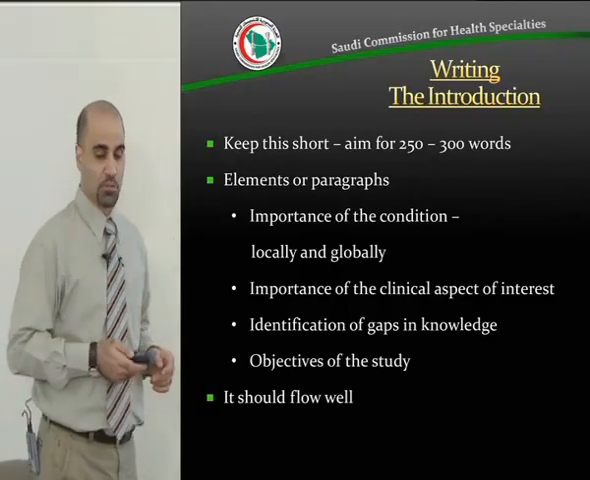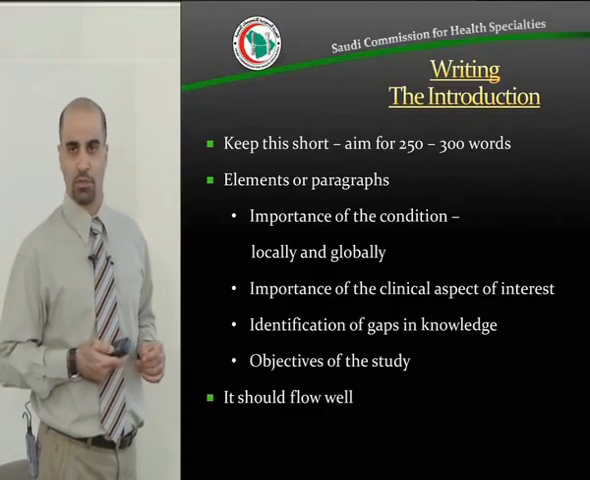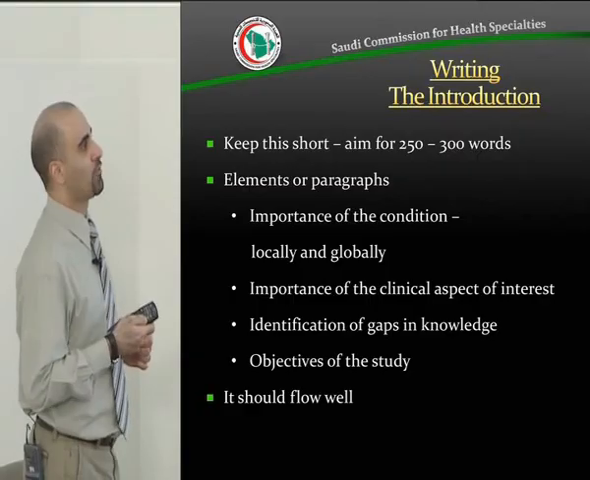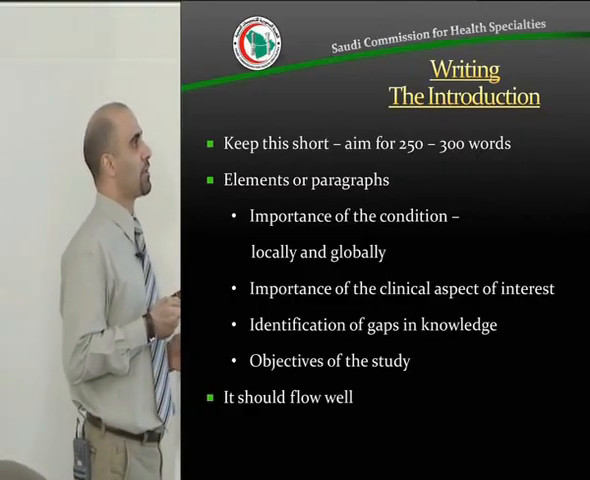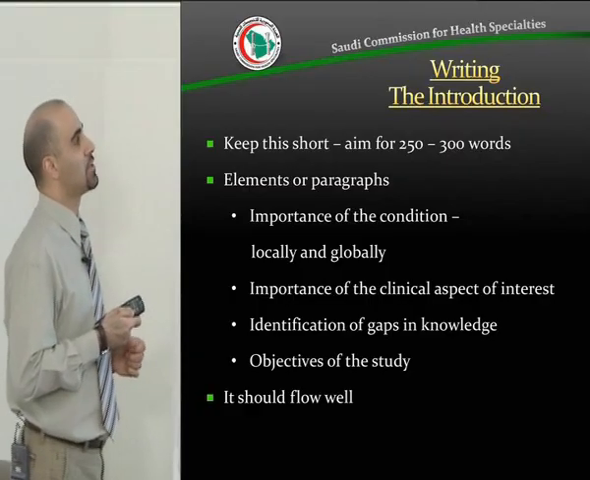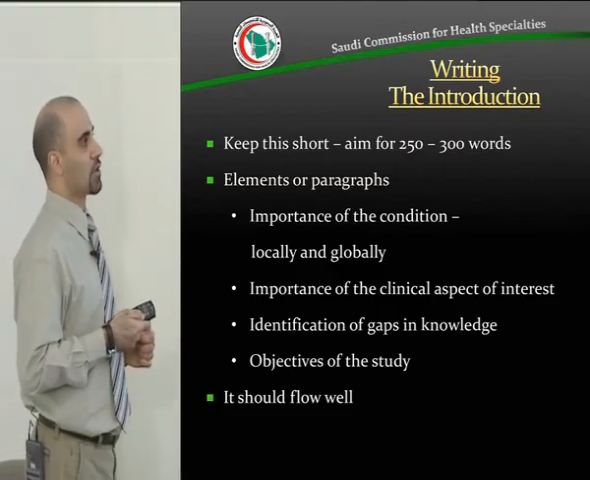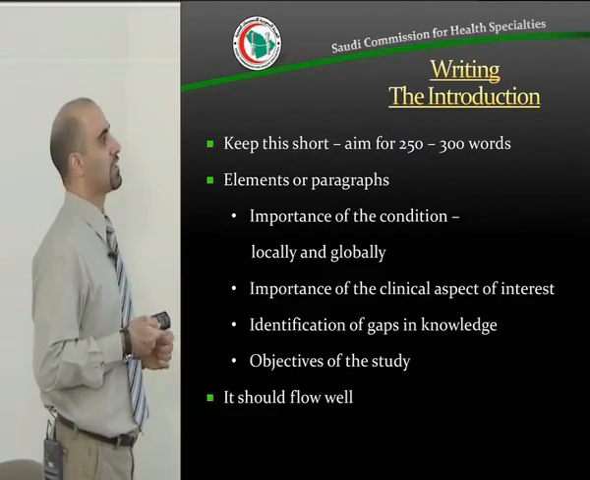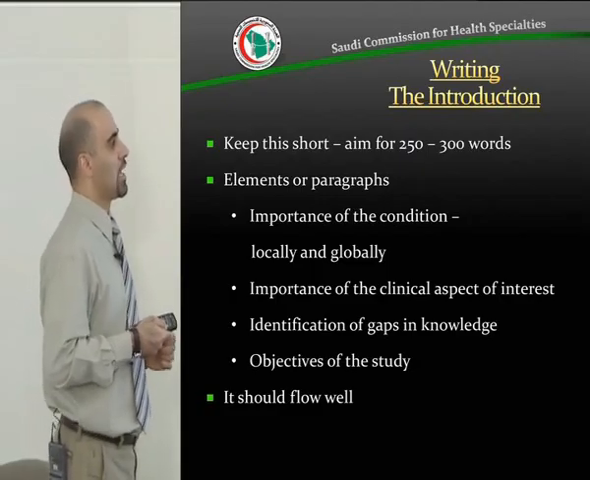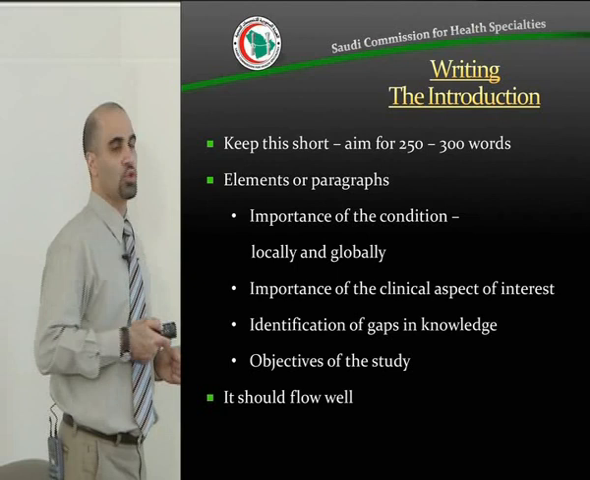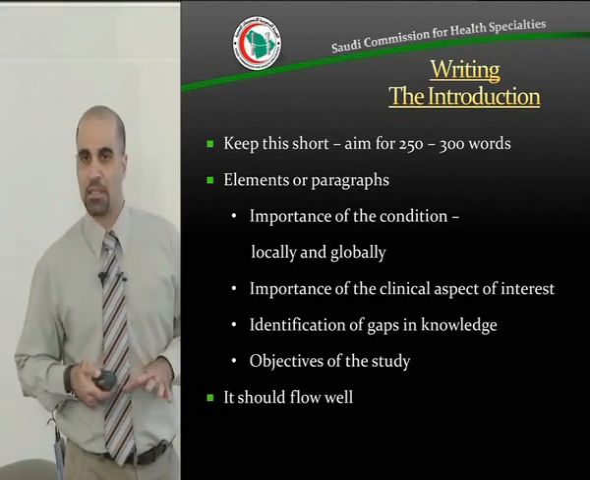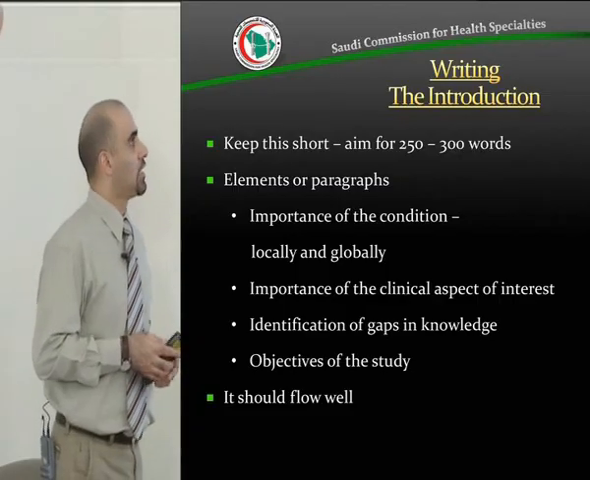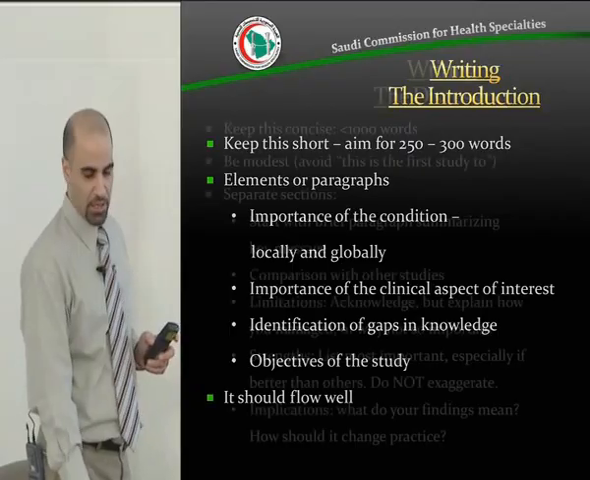The introduction: you also have written the introduction when you wrote the proposal. Keep this short, aim for 250 to 300 words. The elements of the paragraphs are the importance of the condition, locally or globally, the importance of the clinical aspect, identification of the gap in knowledge, and the objectives of the study. It should flow well. The same criteria that we talked about when we talked about the proposal apply in the introduction when you are writing a manuscript.